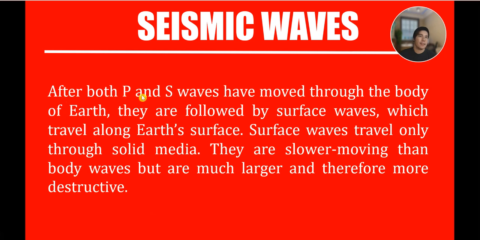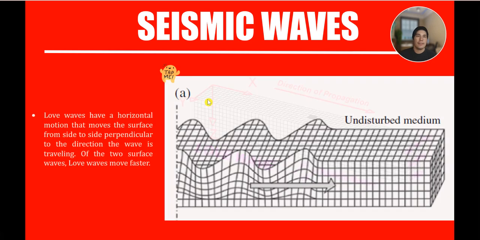After both P and S waves have moved through the body of the Earth, they are followed by surface waves, which travel along the Earth's surface. Surface waves travel only through solid media, so they are slower moving than body waves, but are much larger and therefore more destructive. Our surface waves are more destructive.